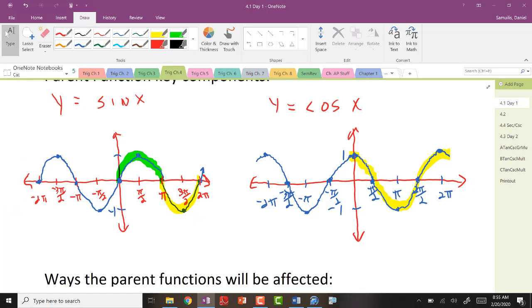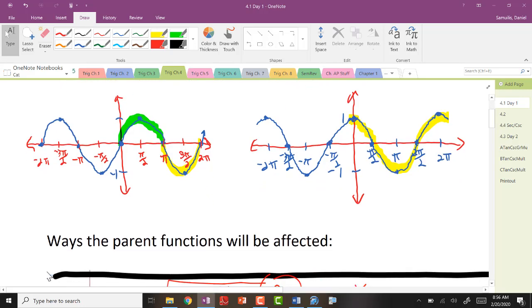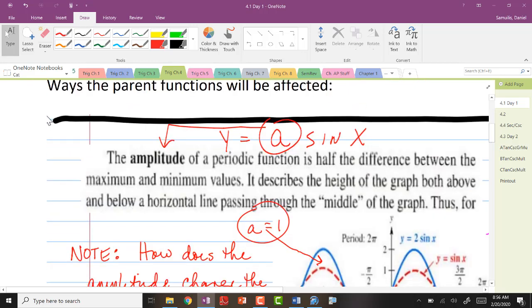Okay, and the changes are called, here's two words, and then you can put this down, ways the parent functions will be affected. They're going to be stretched or squeezed or shrunk, I guess, vertically and horizontally. And those two things are called something specific in trig. This first part is just to give the book props, that you could just read the book. They do it in the shortest possible, most direct and awesome way of explaining things. Don't write this down. You can read this later.